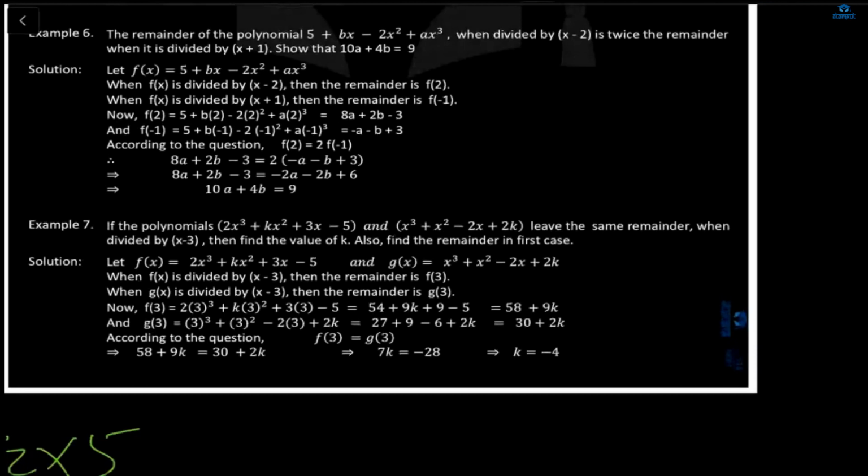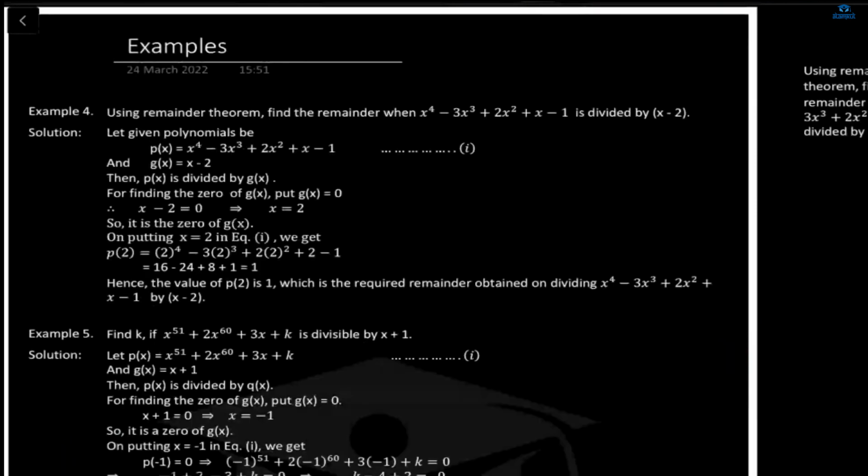The 7th question is also like that. Two polynomials are given, and they leave the same remainder when divided by x minus 3, so the g(x) is the same. You have one p(x) and one f(x), but g(x) is the same. Find the value of k; the remainder will be the same. So you have to find f(3) and g(3), equate the values, and there you will get the value of k. You will find these questions in your assignment also. Go through them, and if you face any issue, you need to answer.